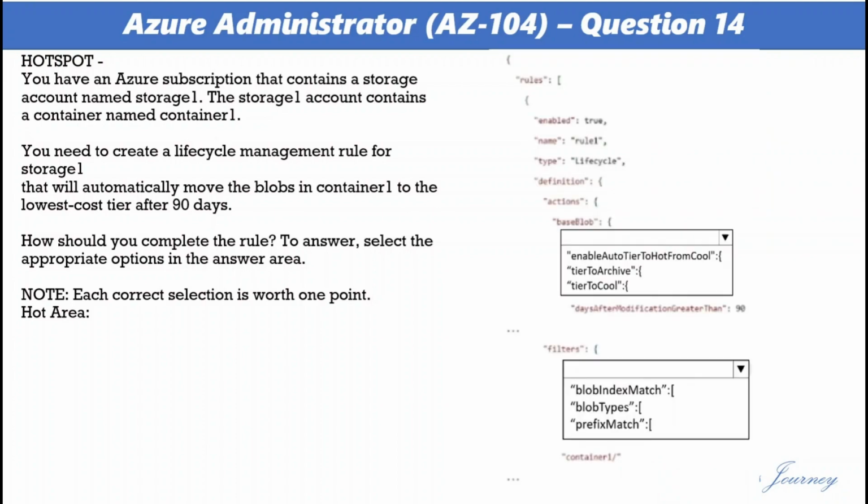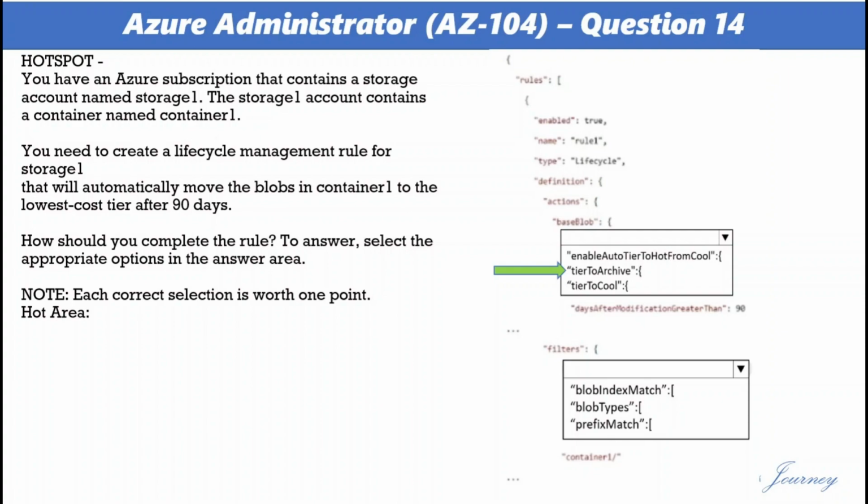We have the rules, which is enabled, true, name, rule 1, type lifecycle, and the base blobs has the options enable auto tier to hot from cool, tier to archive, tier to cool, days after modification greater than 90, with filters: blob index match, blob types, prefix match.